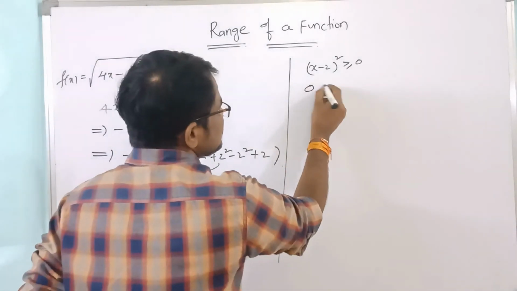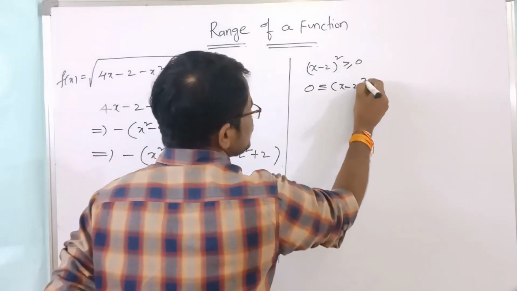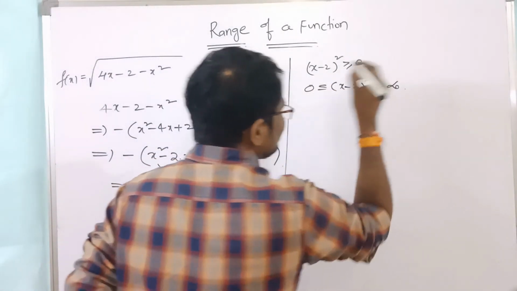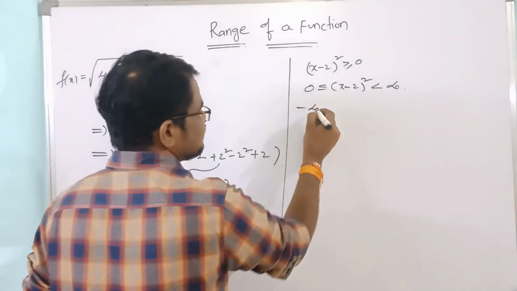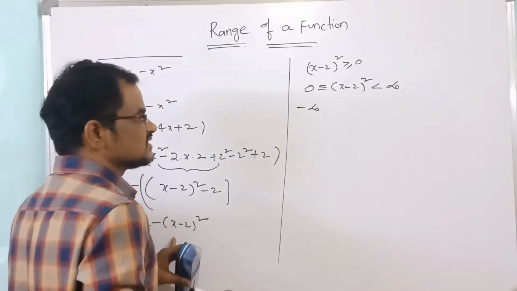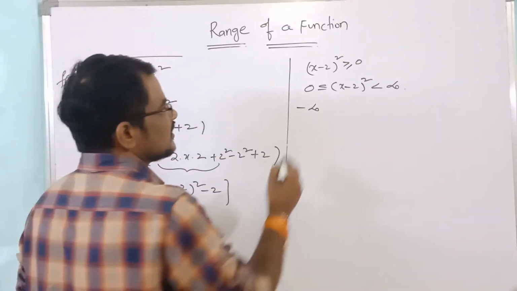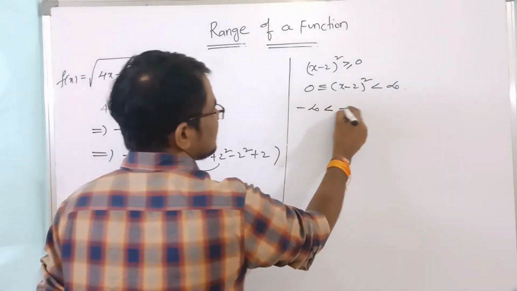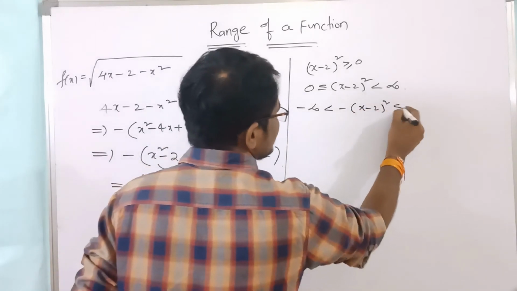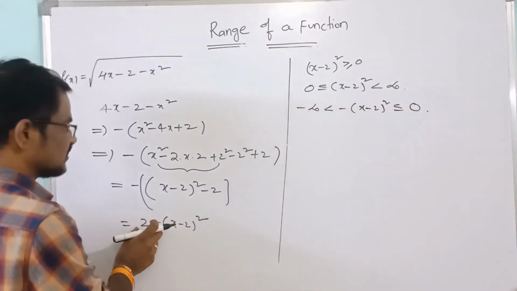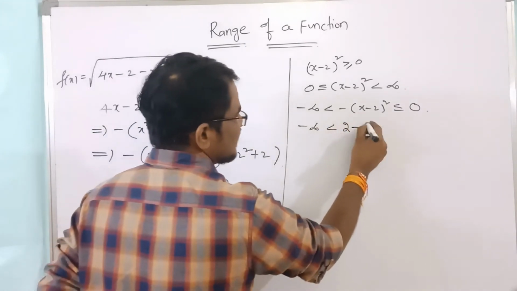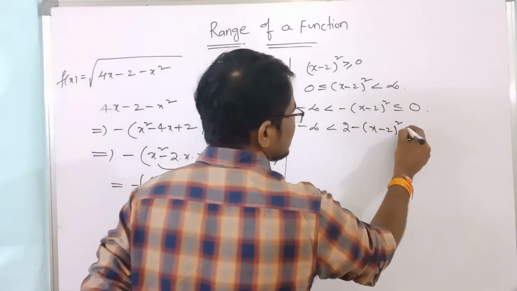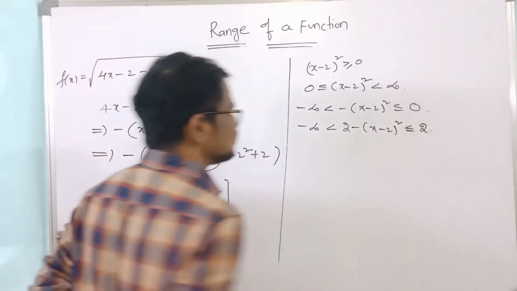That is nothing but 0 less than or equal to (x minus 2)² less than infinity. Multiply with minus. If you multiply with minus, this inequality will change. Minus infinity less than minus (x minus 2)² less than or equal to 0. Now add 2. So minus infinity less than 2 minus (x minus 2)² less than or equal to 2.